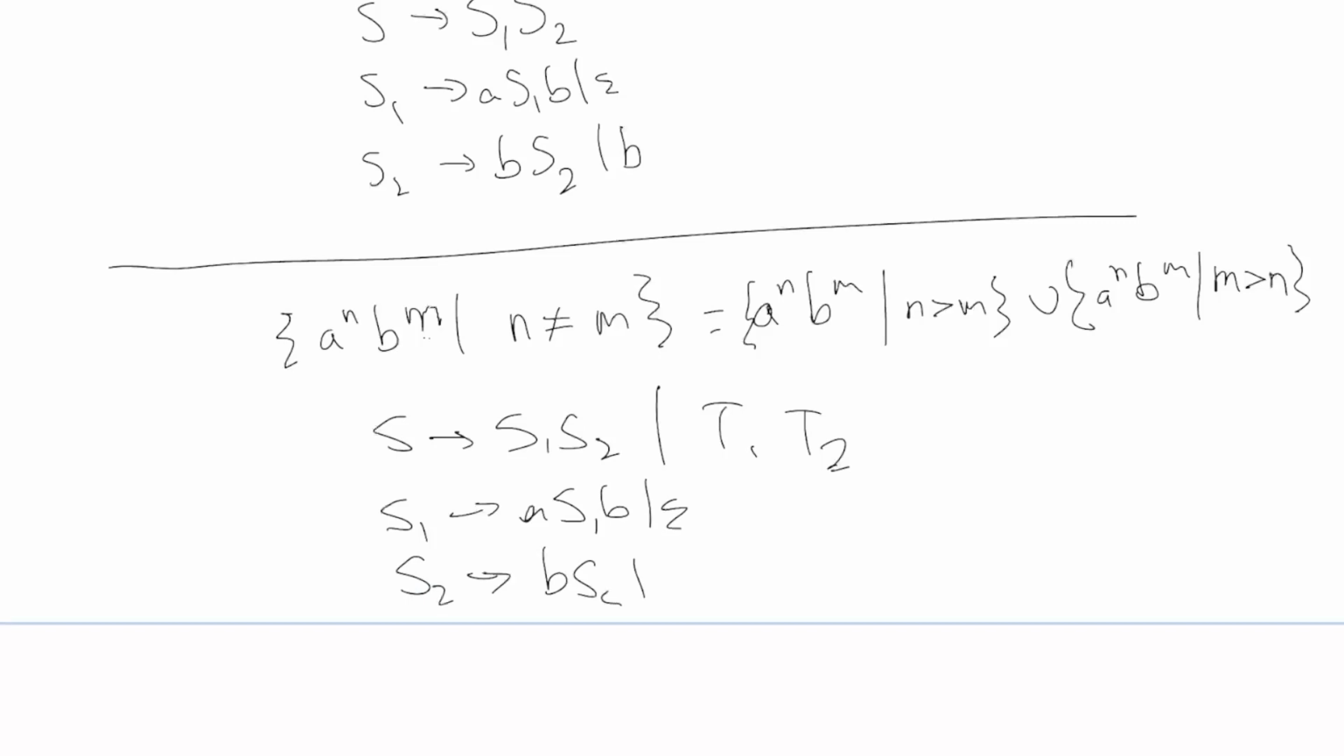B, S2, or B. And now for the T's, I'm going to copy what you see at the top, but use extra A's rather than extra B's. And what that means is that T1 will be the same, but T2 will change. These B's will be A's instead. So it says T1 goes to A, T1, B, or epsilon. T2 goes to A, T2, or A. Like so. This is basically a union of two different copies of the example that you can see at the top.